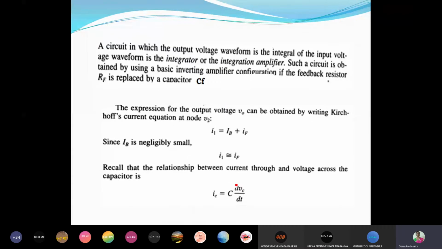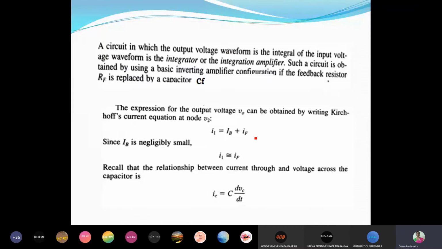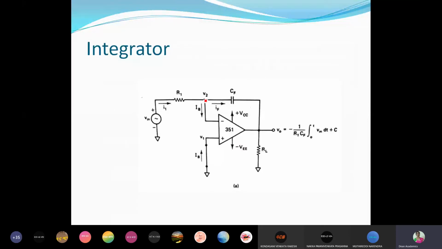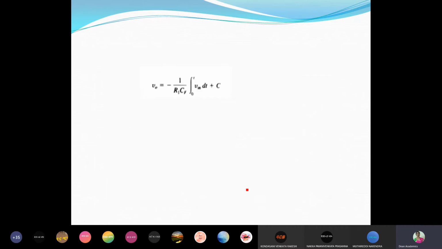The capacitor current and voltage relationship is IC is equal to C dVc by dt. Here C is Cf, and V is nothing but V2 minus V0. Those two we have written here, and after rearranging this equation, we got V0 is equal to the integral of V in. So we can say that this is the circuit which acts as an integrator.